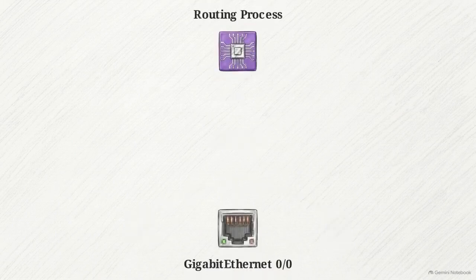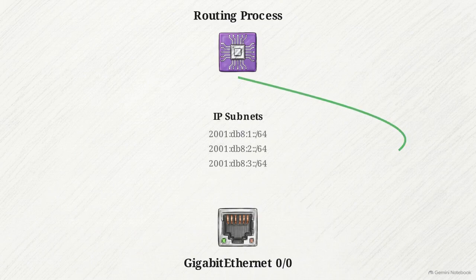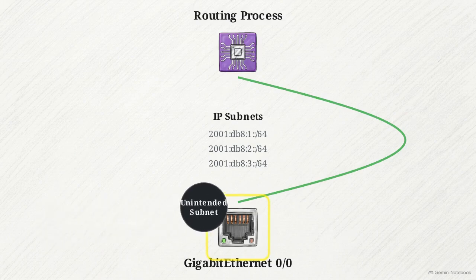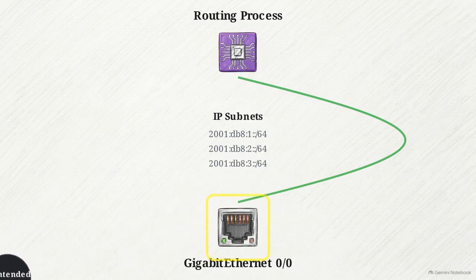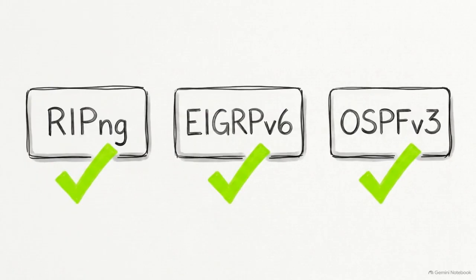This diagram shows the new logic for IPv6. The routing process completely bypasses the list of IP subnets and tethers itself directly to the hardware ports. Routing is strictly interface-centric. You enable the protocol explicitly on the physical or logical interface itself. This approach gives you exact control over your network borders, ensuring that an unintended subnet is never accidentally advertised to the rest of the topology. All three major interior gateway protocols, RIP-NG, EIGRP for IPv6, and OSPF-v3, adhere strictly to this rule.